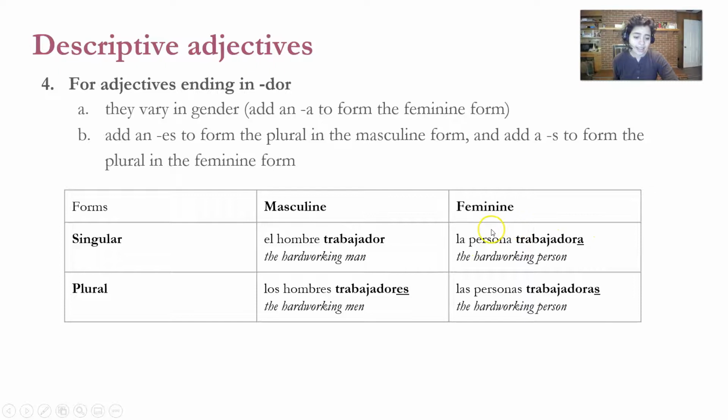Trabajadora is an adjective describing la persona, the hardworking person. Los hombres trabajadores, the hardworking men. So to form the plural masculine form, you have to add es to trabajador, because trabajador ends in a consonant. But in the feminine form, since trabajadora ends in a vowel, you just have to add an s to form the plural form. Las personas trabajadoras.